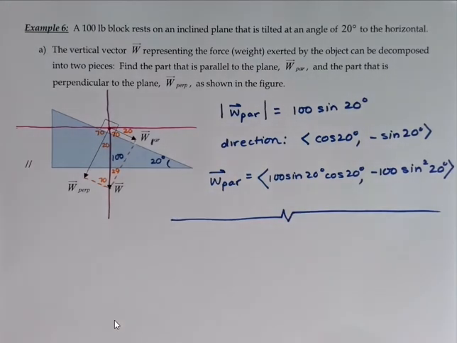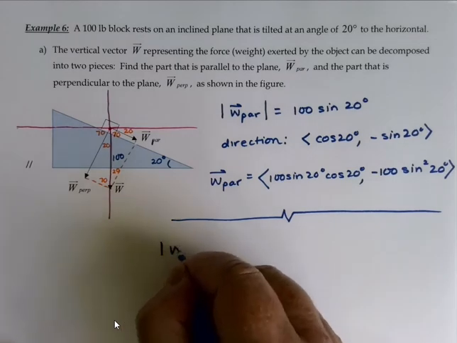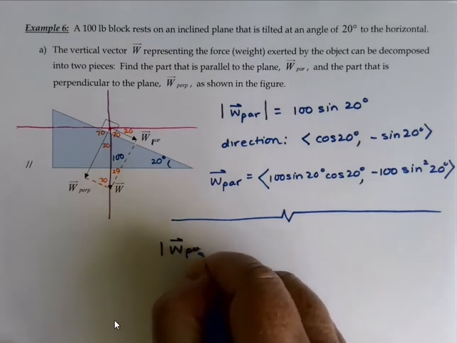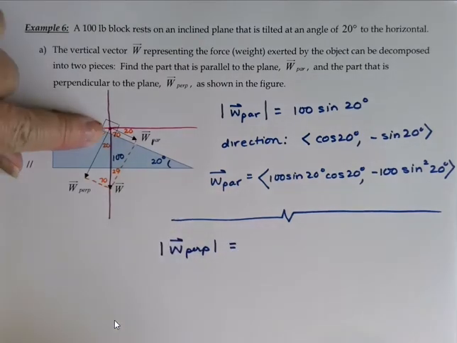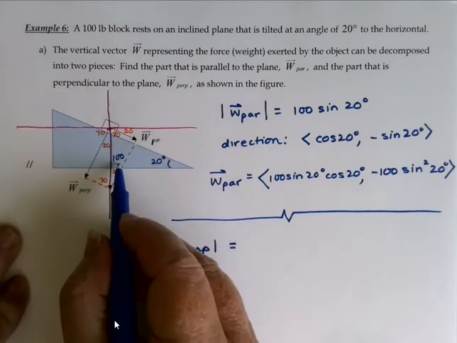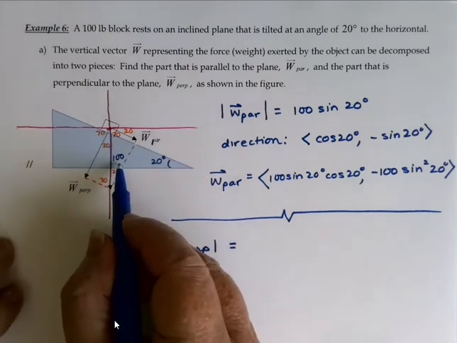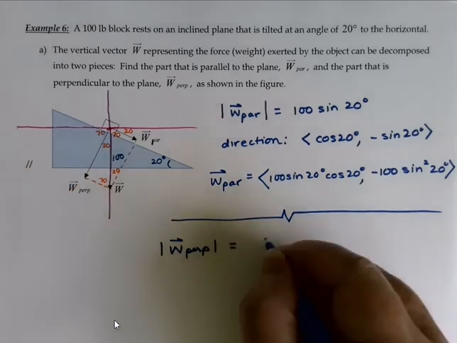All right, let's look at W perpendicular over here. The magnitude of W perpendicular first. So again, looking over here, thinking about this triangle, the hypotenuse is 100 again. And I'd like to put everything in terms of the 20-degree angle. So I'm thinking from the 20-degree angle, this would be adjacent. So I'm thinking 100 cosine 20 this time.